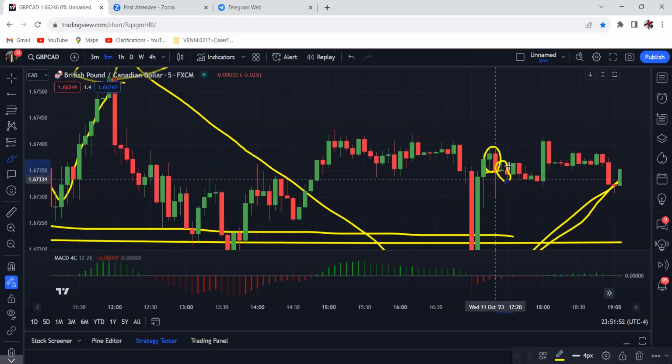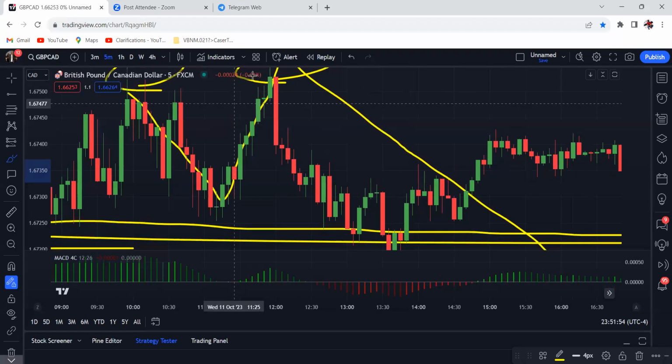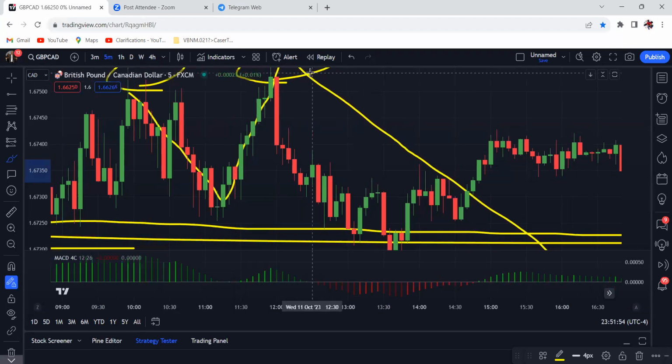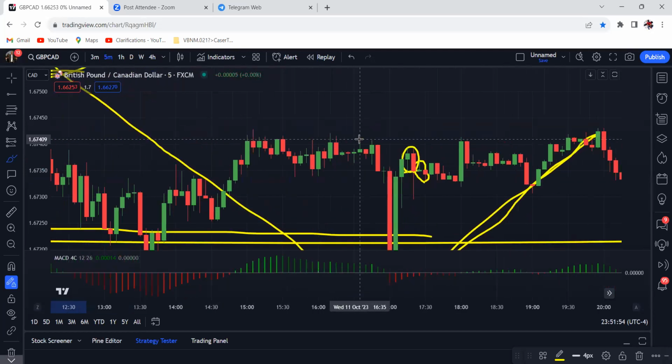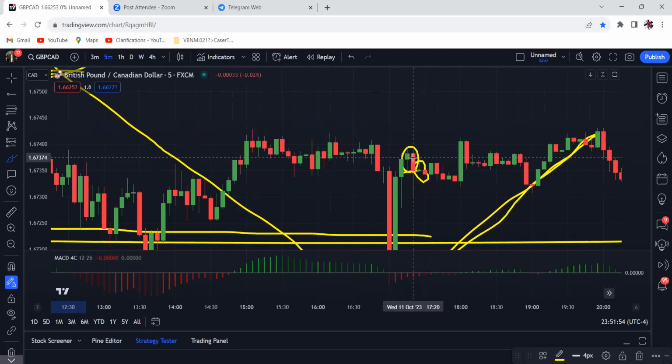So let's say my first entry would have been right there, and then my stop loss above that high. That's where my stop loss is going, okay? My stop loss is always on the same time frame I'm looking to enter.